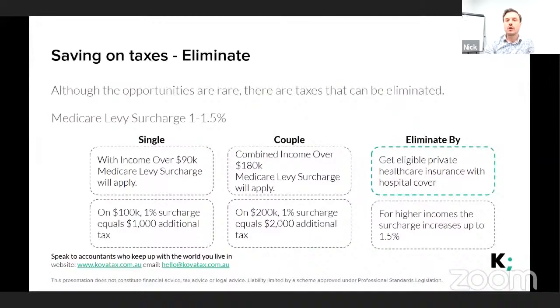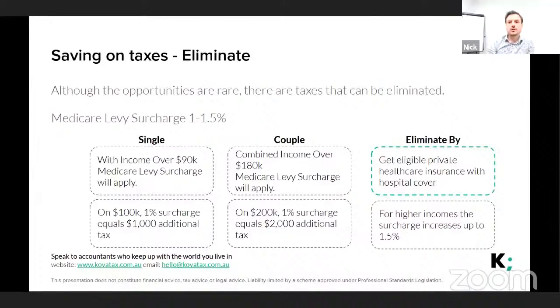I recommend to understand how it works and calculate whether it applies to you, how much you would have to pay, and then see if it's worth it for you to look at private health insurance to eliminate that tax, if you don't already have it. If you made 1 million, you would have to pay 15,000 for Medicare levy surcharge. That's a significant amount. So you may be better off joining the club for private health and having all those benefits, and not paying that 15,000. This is how it works.